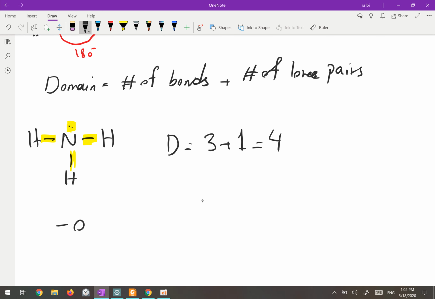So let's have another example, the water molecule. This is the Lewis structure for the water molecule. If we want to find the domains of the water molecule, this is 1, 2, 3, 4. So you have four domains around the water molecule. Two of them are single bonds plus two lone pairs. So totally you have four domains.